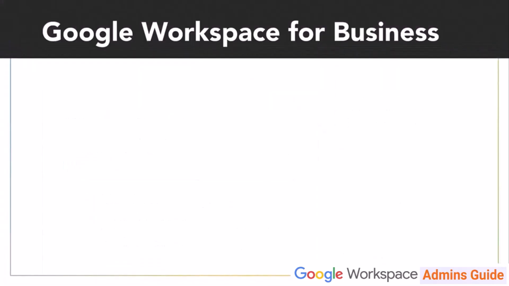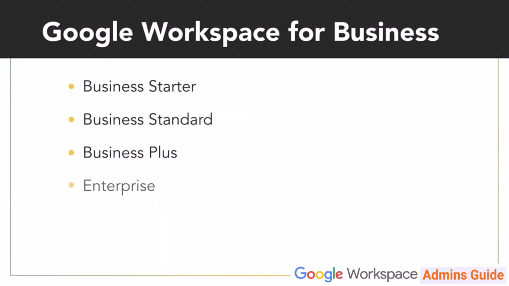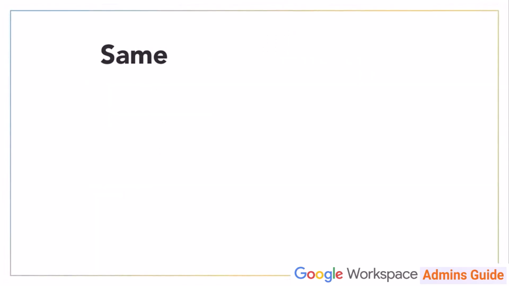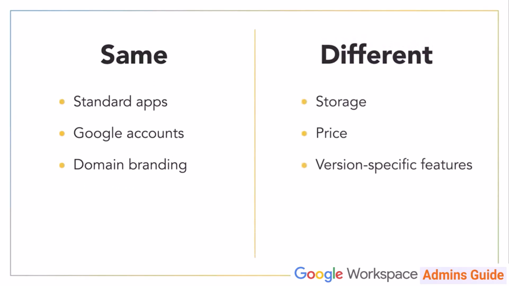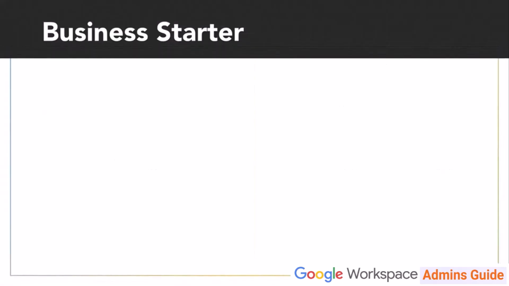Google for Business has 4 primary versions of Workspace: Business Starter, Business Standard, Business Plus, and Enterprise. Additionally, customized editions of these are available for nonprofit, government, and educational institutions. All versions provide the standard Workspace applications and Google accounts branded for your domain, while differing slightly in terms of storage capacity, price, and some version-specific features and functions. Let's take a look at the key differences between those, which may help you decide the version that best meets the needs of your organization.